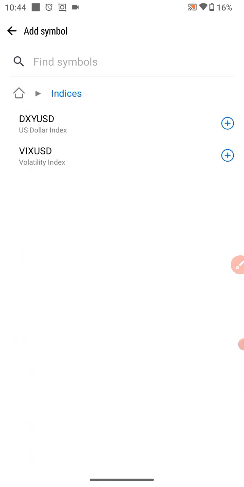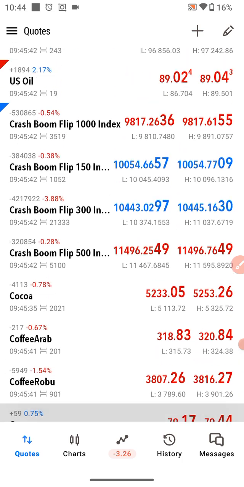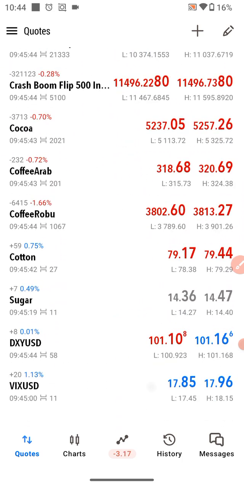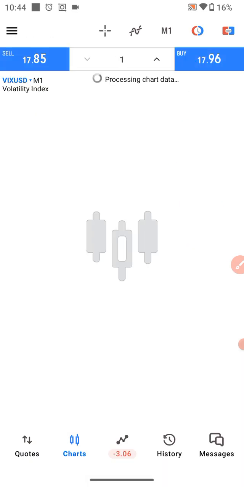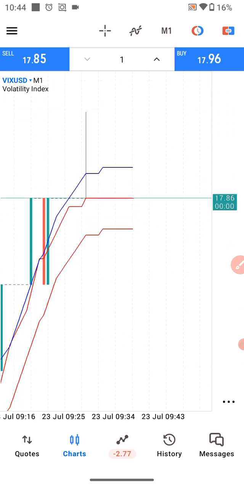I'm here in the indices and I see DXY USD, I see VIX USD. So which am I going to take? Am I going to take the volatility? Let me make use of the VIX USD. Okay, what we are doing here is just trying out these things to see how it goes, so you can go ahead and do it yourself.